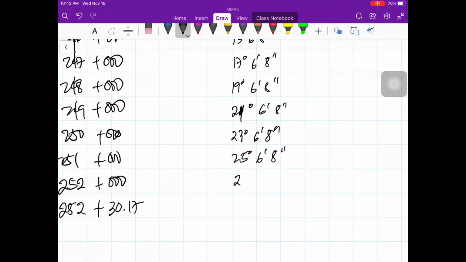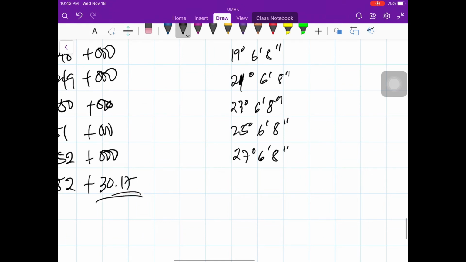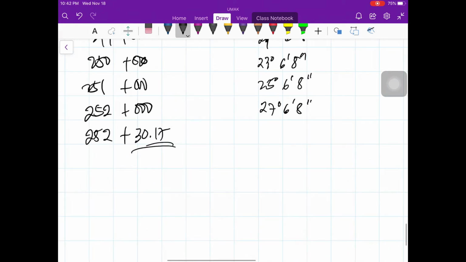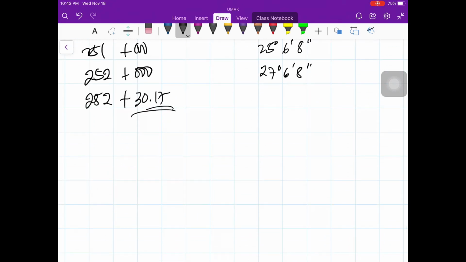Plus 2 is 27 degrees, 6 minutes and 8 seconds. Okay, so what's the remaining one here? So how are we going to solve for the 30? That's very simple. We can do the ratio and proportion. Let's solve it by using the ratio and proportion.